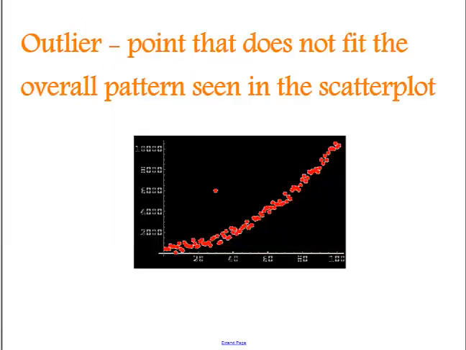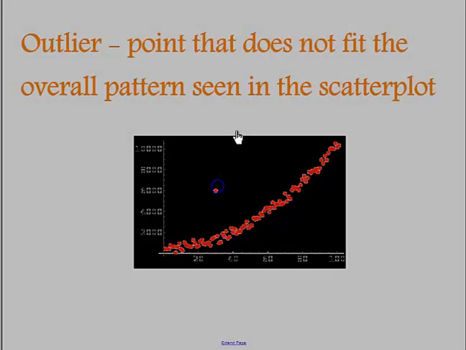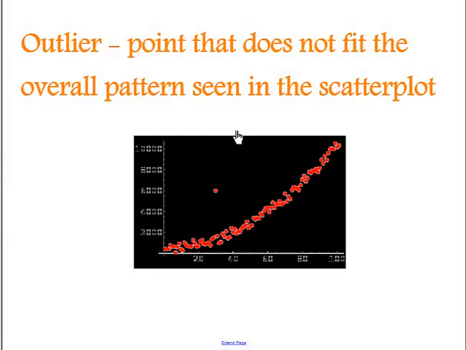Okay, outliers: a point that does not fit the overall pattern seen in the scatterplot. So this point right here, you can see it's out of place. It's not with the other data points. So that would be considered an outlier.